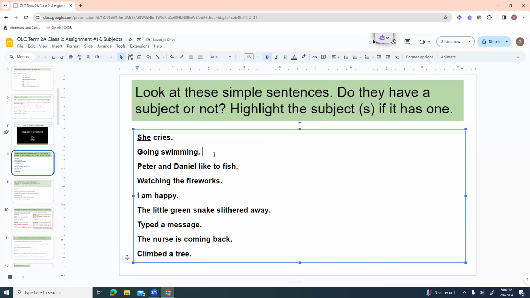Then if we look at a sentence like going swimming, well, we can see what they're going to be doing, but we don't know who or what. So no, this one doesn't have a subject. If I said Peter and Daniel like to fish, okay, well, we can see what they want to do. They're going to like to fish. Who's doing it? Well, Peter and Daniel.